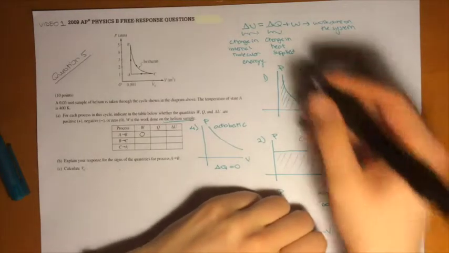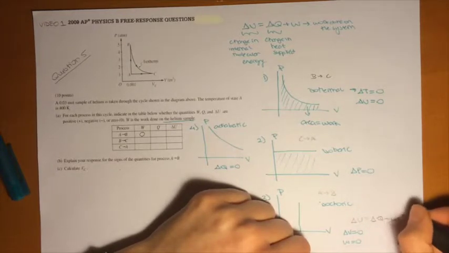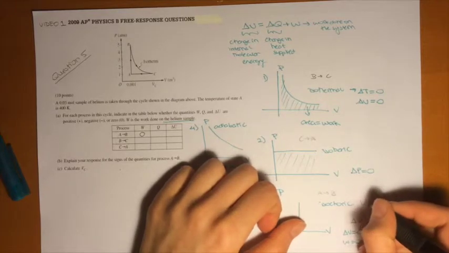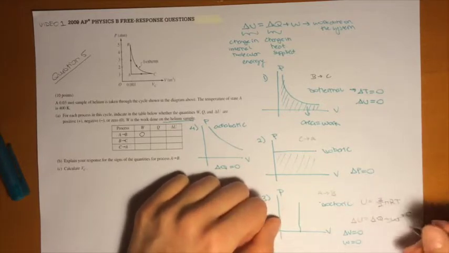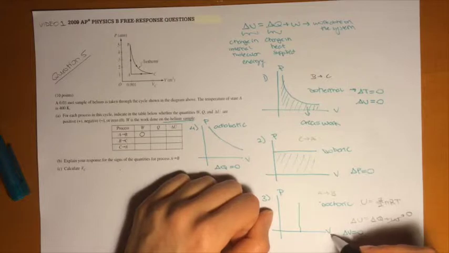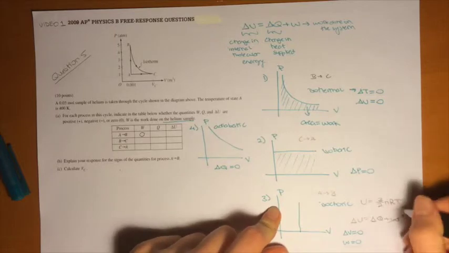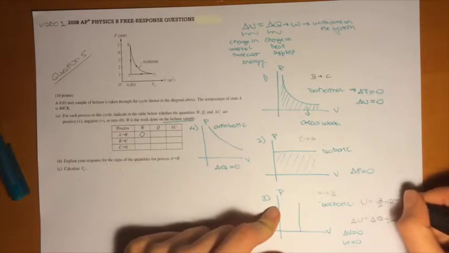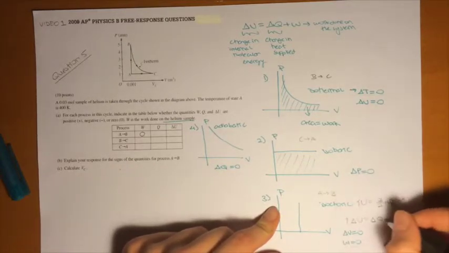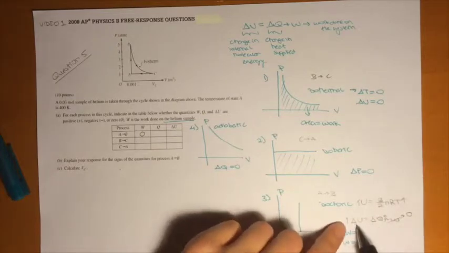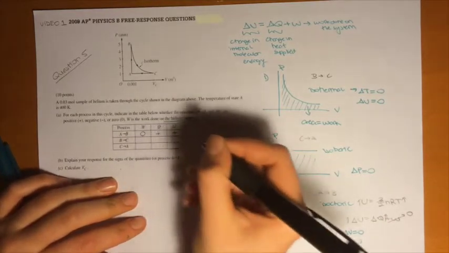The Q, let me just write this equation. Delta U equals delta Q plus W. So W is 0. U is equal to 3 over 2 nRT. This is my formula for U. Since the V is constant and the P is increasing, what would happen to the temperature? It would also increase. So when this increases, the delta U will also increase. So in the end, I'll have both delta U and delta Q increasing, so they will both be positive.